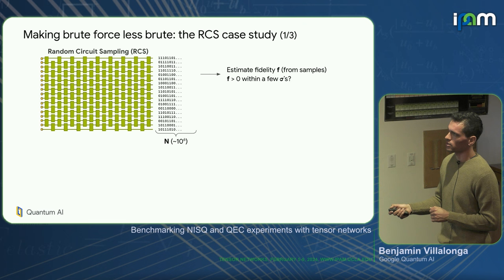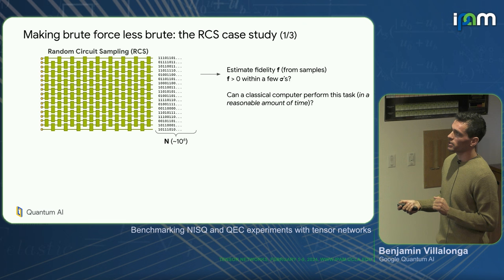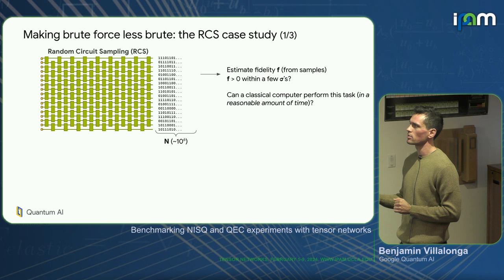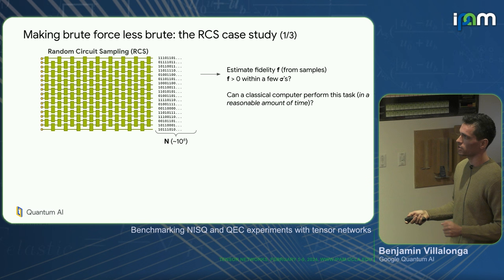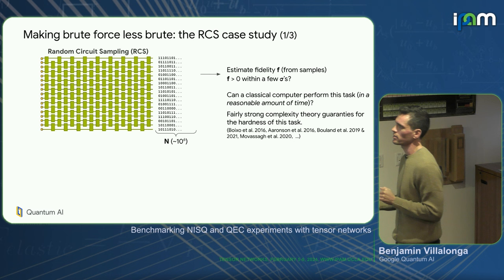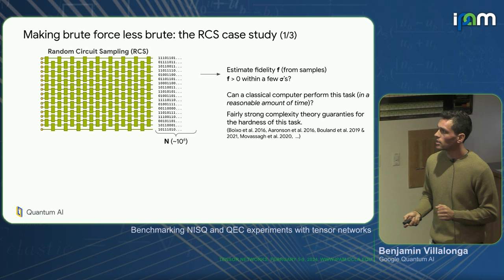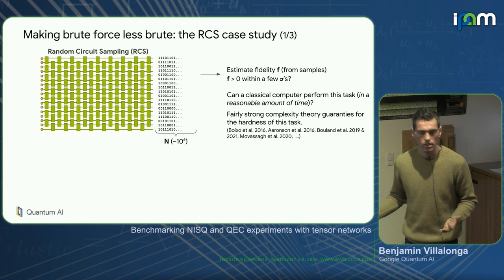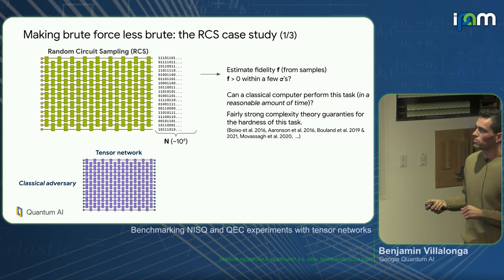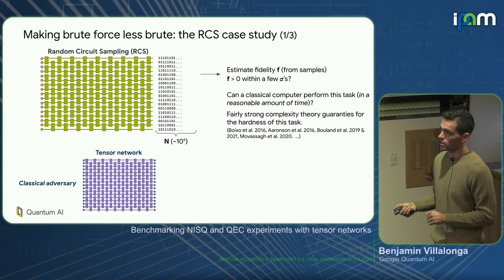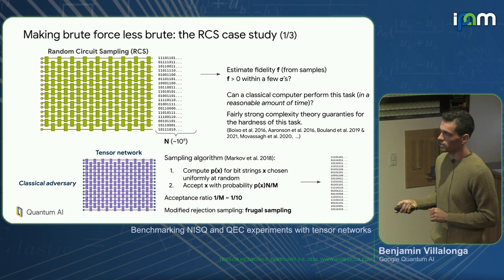And so the classical competitor, can it perform this task? Of course, it can if you have infinite resources, but can it do it in a reasonable amount of time with actual existing computational resources? There are fairly strong, but not completely robust, complexity guarantees. There are a bunch of papers showing the hardness of this task classically, and they also show that you cannot do much better than the method I will show, which is brute force contraction of tensor networks. So this seems like a good use case for optimizing how we use tensor networks, which are going to be our primitive for classical adversary techniques.